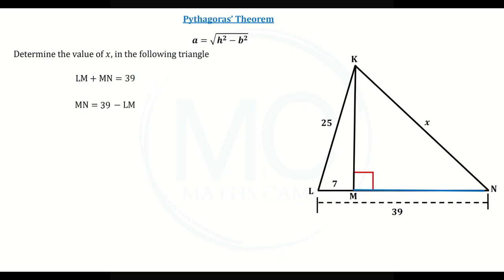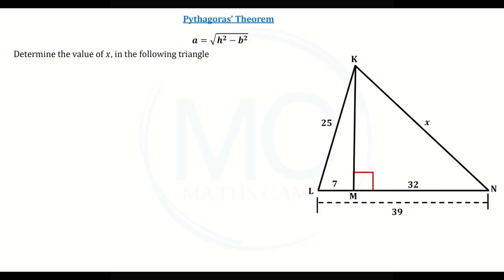The diagram shows us that LM is 7 units long. So we know that MN is equal to 39 units minus LM, which is 7, and we get 32 units. This is the length of MN. Now we can make some space, and let's put 32 units in our diagram for MN. Let's take our blue line out as well.